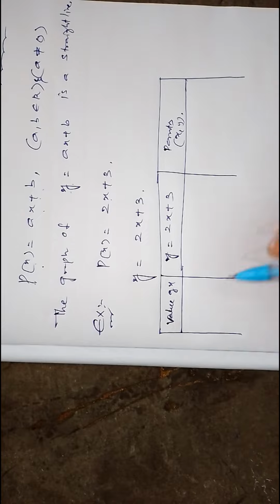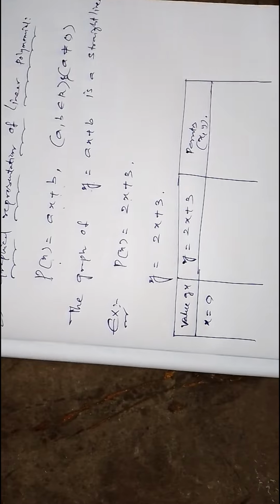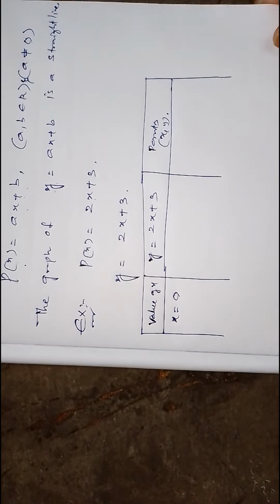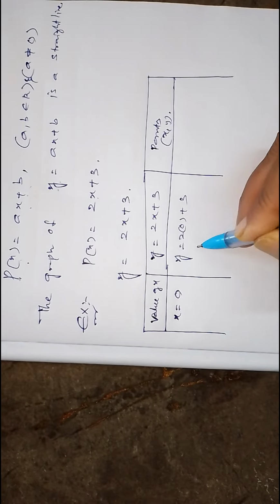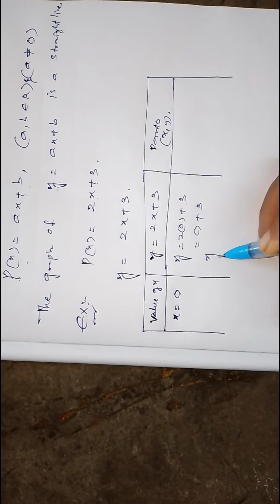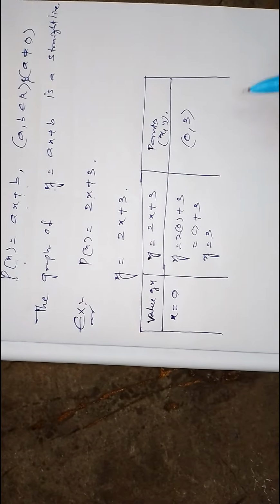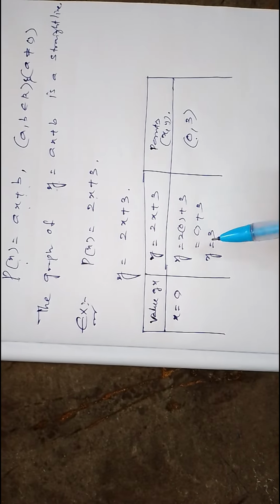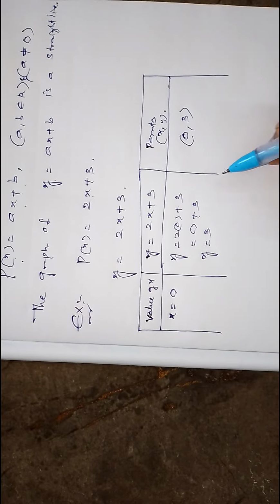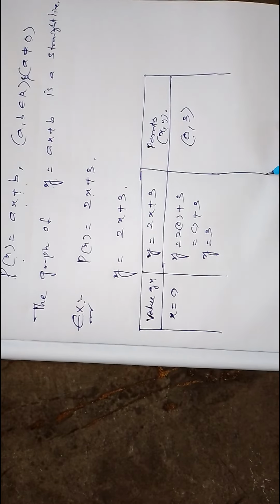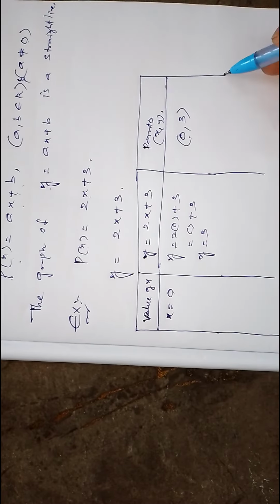An ordered pair. When x equals 0, then y equals 2 into 0 plus 3, which is 0 plus 3, that is 3. So the ordered pair is 0 comma 3, which is a point that satisfies this equation. Those points which satisfy the equation are the suitable points. Afterwards I will explain the concept of zeros of the polynomial.